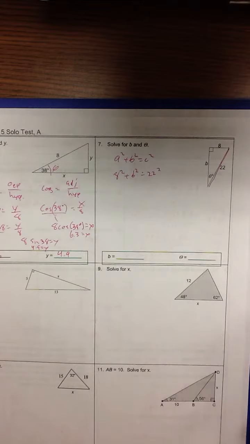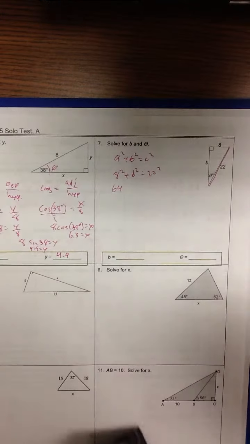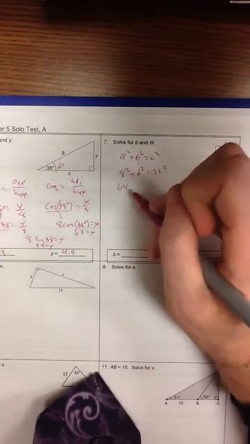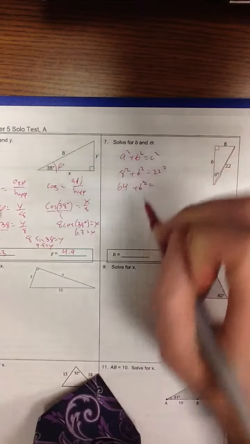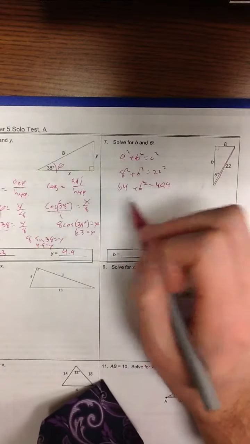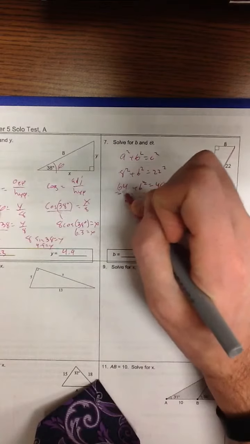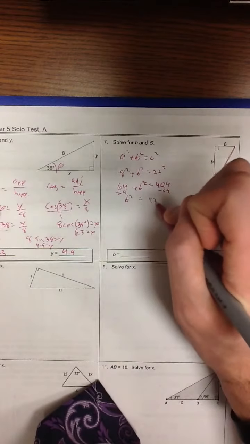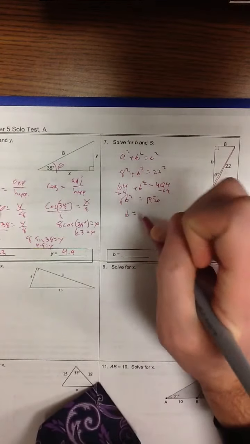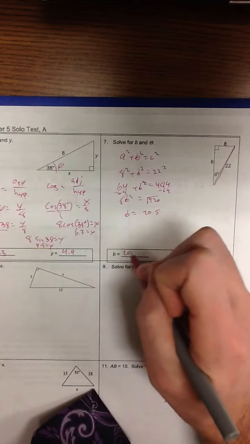Alright, so at this point I got to figure this out. 8 squared is 64. So I forgot to get 22 squared down. But anyway, we get plus b squared equals 484. So what I'm going to do next is subtract my 64 to get b squared by itself. 484 minus 64 on both sides, I get 420. I got to take the square root of both sides. So b is going to end up being about 20.5.